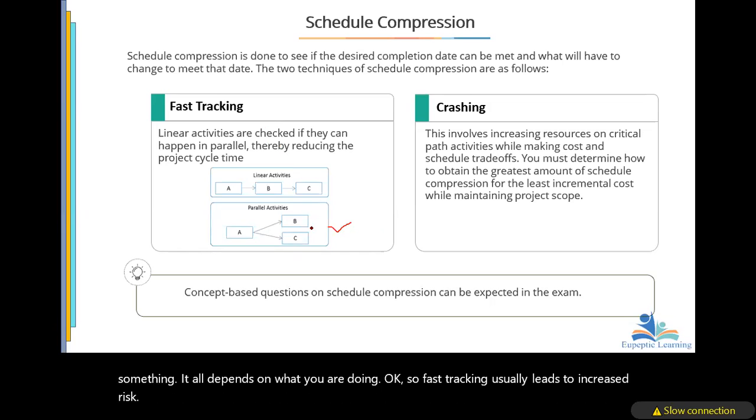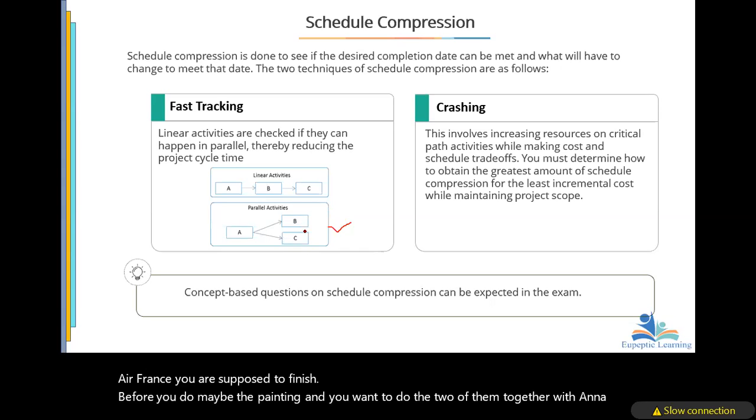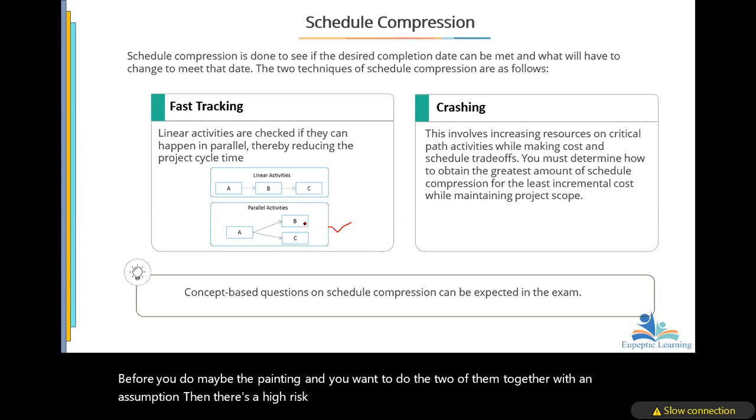Your activities that were actually supposed to be done on a finish to start basis. If, for instance, you are supposed to finish plastering before you do maybe the painting, and you want to do the two of them together, which is an assumption, then there's a high risk that the finished work may not be the way it's supposed to be. You get it here.